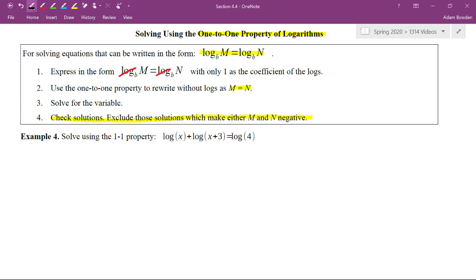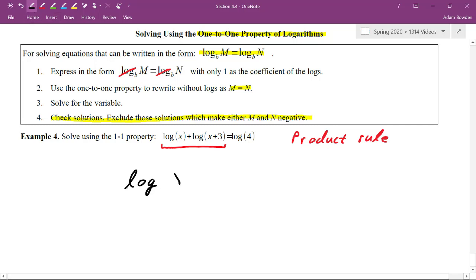We have log x plus log of x plus 3 equals log 4. The trick to this one is to take the two logs which are added and join those together using the product rule for logarithms. So that's going to change it to log of x times x plus 3 is equal to log 4. So again, the addition of logs joins those together into multiplication.